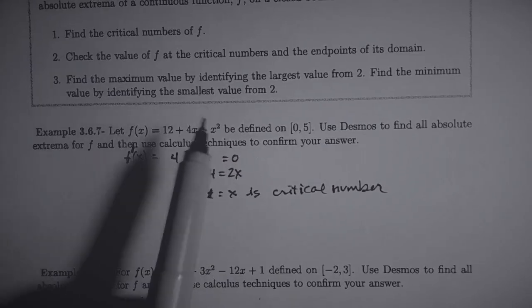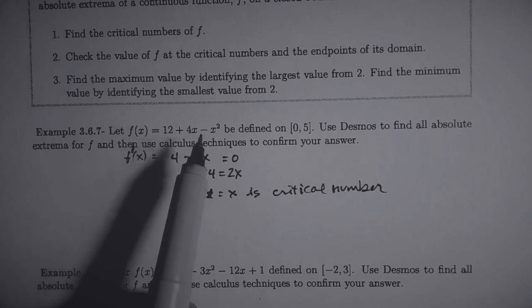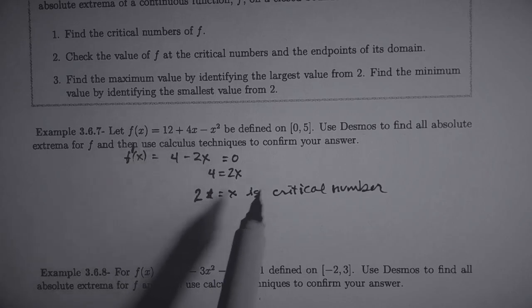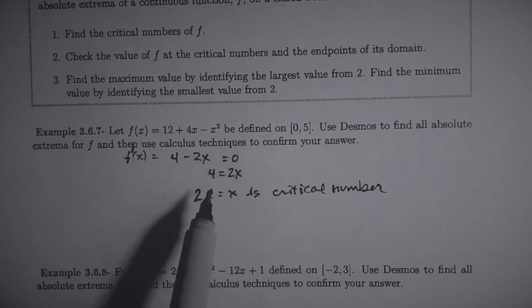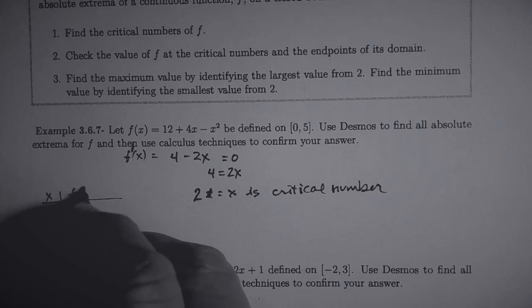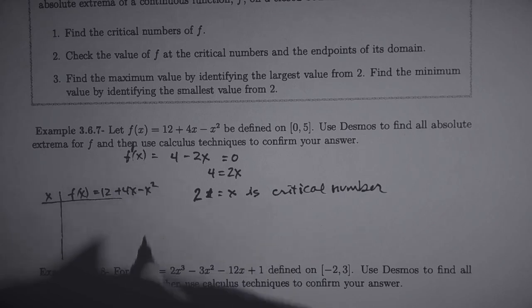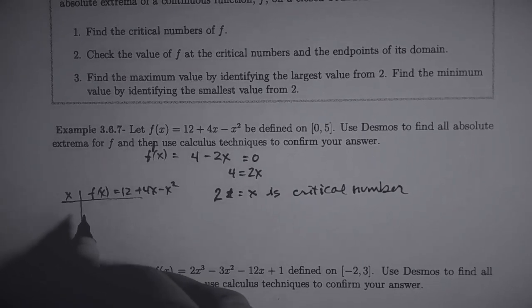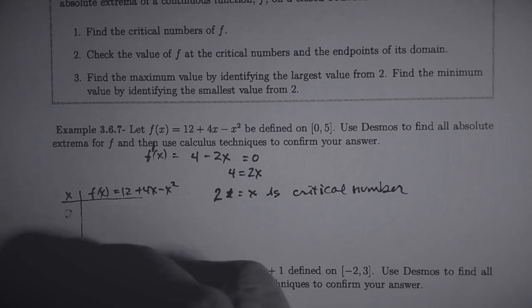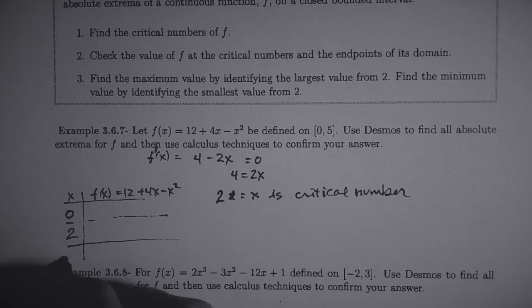According to this rule, I should find the max and min if I just calculate the function 12 plus 4x minus x squared at these three numbers, at the endpoints and then at the critical number. Let's just try that here. You calculate these at 0, and at 2, and at 5.